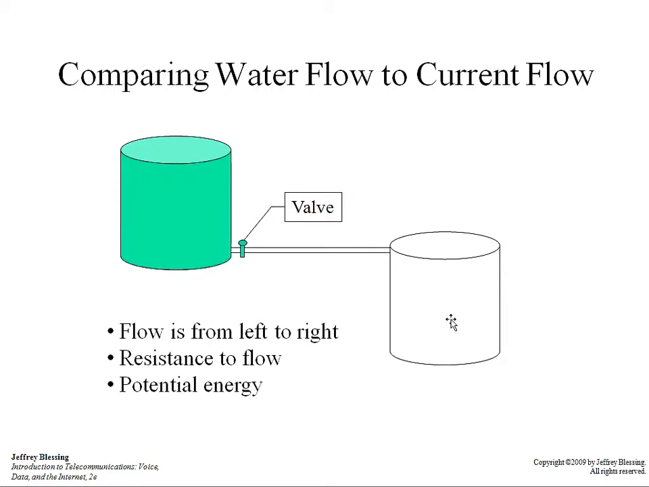So potential energy is probably the hardest thing to understand in electrical circuits, because the potential energy is what the voltage is measuring. In a battery, there's potential energy stored in the battery, and the difference in that potential is measured by the difference between the positive terminal and the negative terminal.